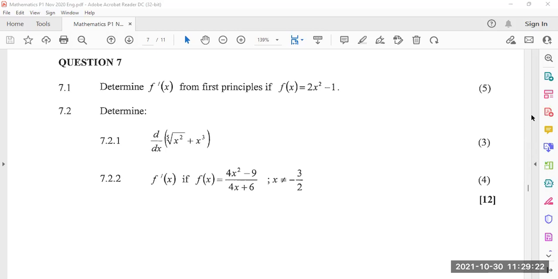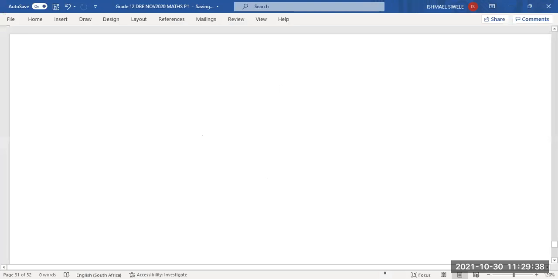Exam revision time. So, what is it that you're looking at right now? We are looking at question 7, as you can see. So, question 7, what is it based on? This is a question that is based on calculus, as you can see. Okay, so just gonna work on it.